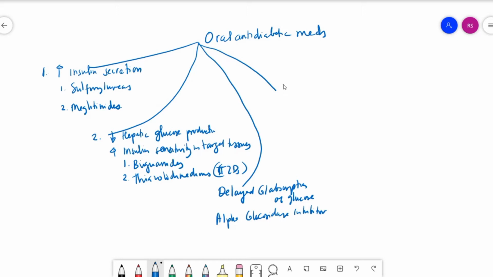The fourth class, based on its function, is its effect on the kidney. There's only one class of this drug. The mechanism of action is to block glucose reabsorption in the kidney. There's only one class for this, which is the SGLT2 inhibitors.